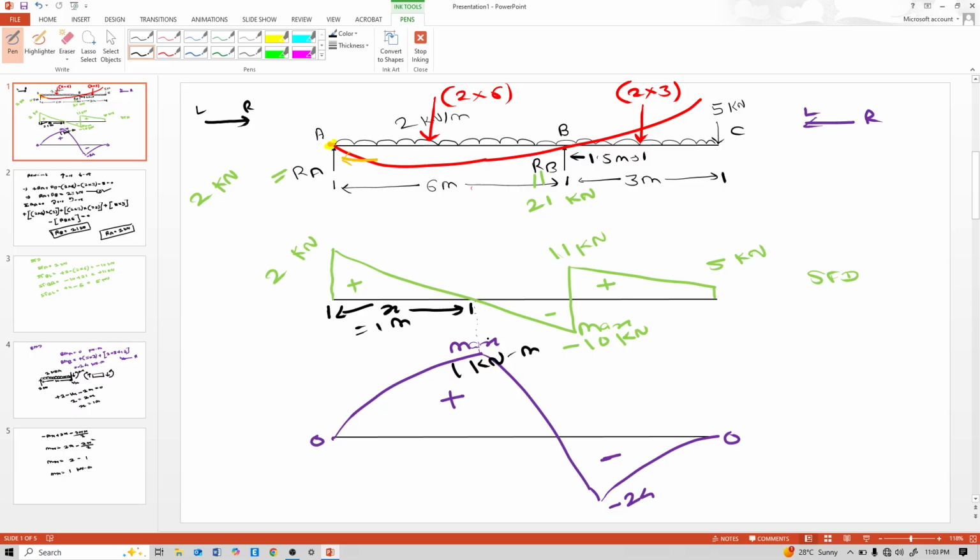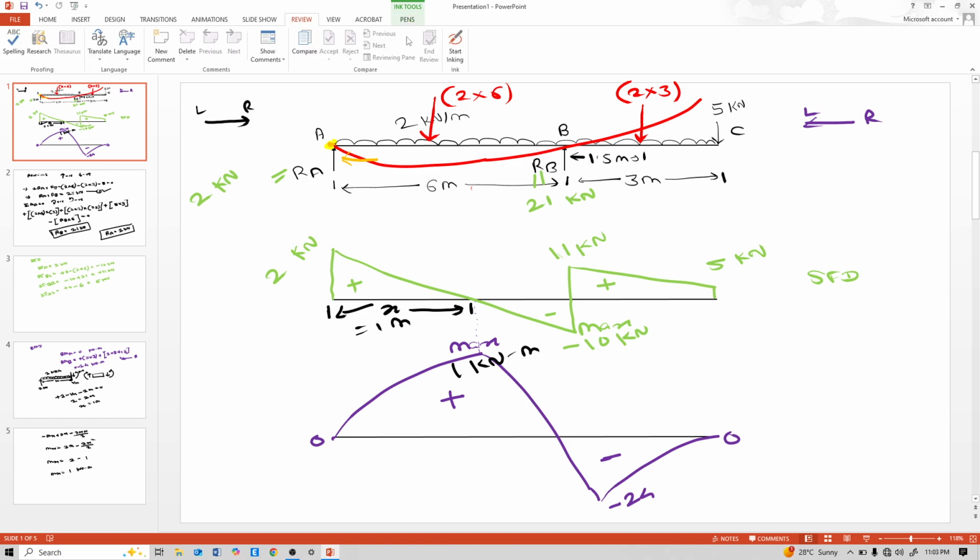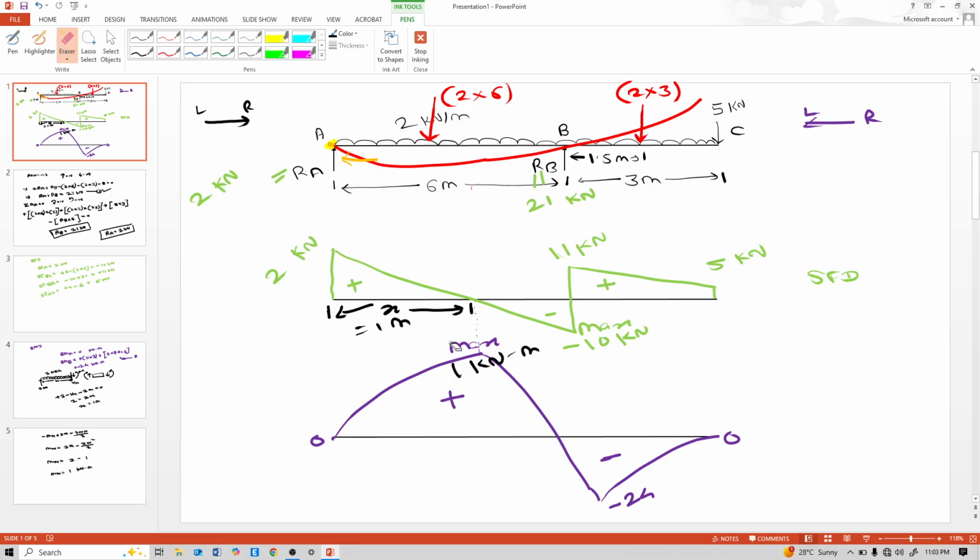Maximum. Why maximum? So my bending moment diagram judgment is wrong. See here, this 1 kilonewton meter is not maximum. This 24 is maximum. For maximum moment judgment, consider CG of this load and take CG of load, and for which point this CG is near, at that point moment is maximum. So this is the thumb rule.